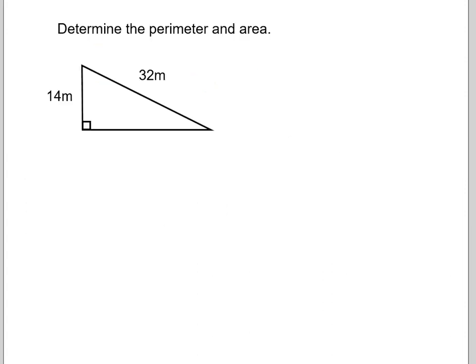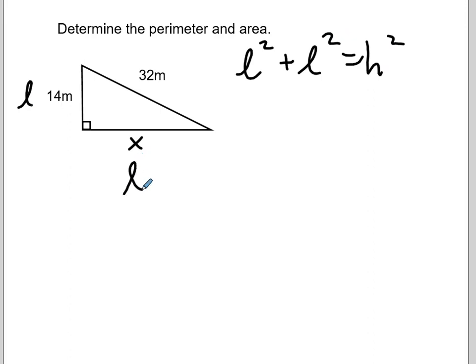Determine the perimeter and area. Okay, so this is a right triangle, so right away I'm thinking Pythagorean theorem. To find both the perimeter and the area, I'm going to need to know what x is. So I'll start with leg squared plus leg squared equals hypotenuse squared. I find it advantageous to label those things.